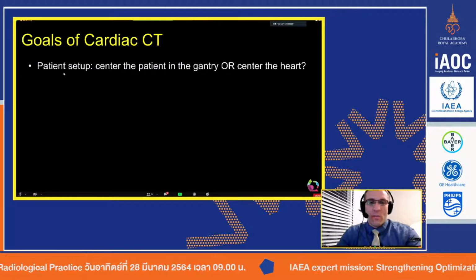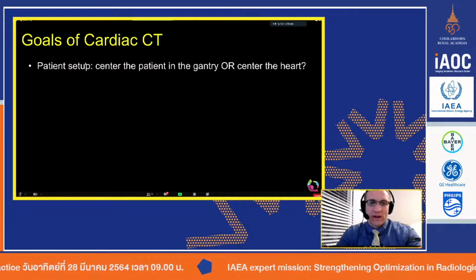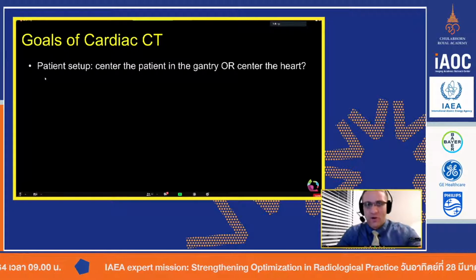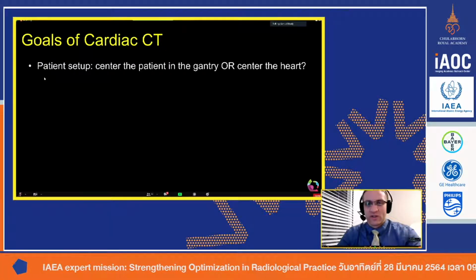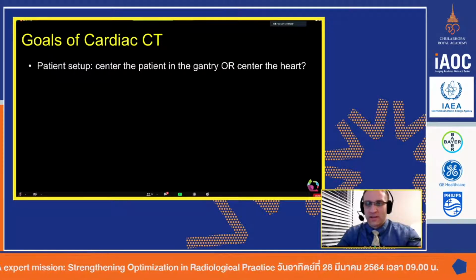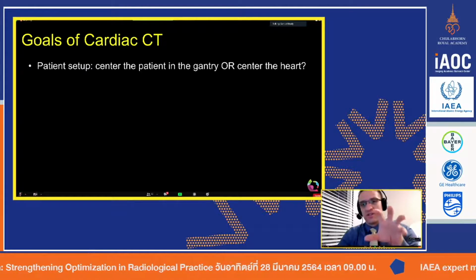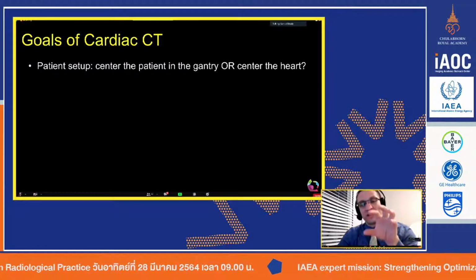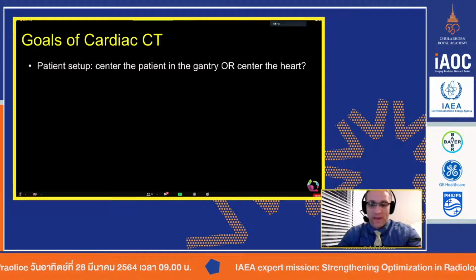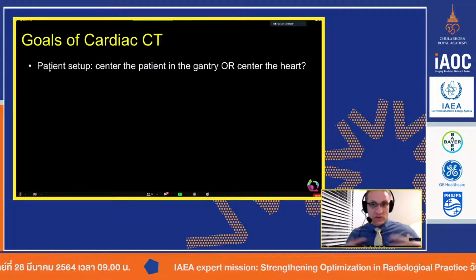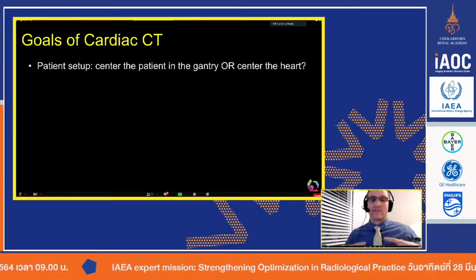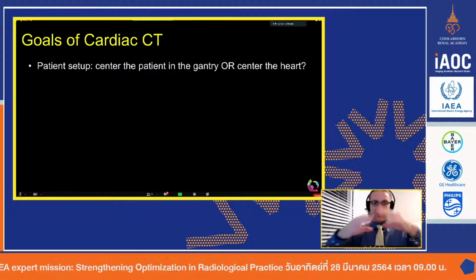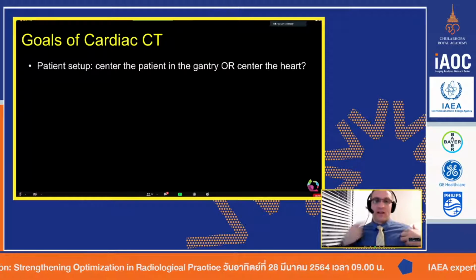So this is something we talked a little bit about last week, and we actually talked about it just a minute ago, about patient setup. In fact, one of the people in the audience asked this question. When we were talking about setting up the patient, should you position the patient in the center of the gantry, or when you're doing cardiac imaging, should you place the heart at the center of the image? And I was of the opinion that you should put the body in the center because the bow tie filter is shaped for the body. It's not shaped for the heart.